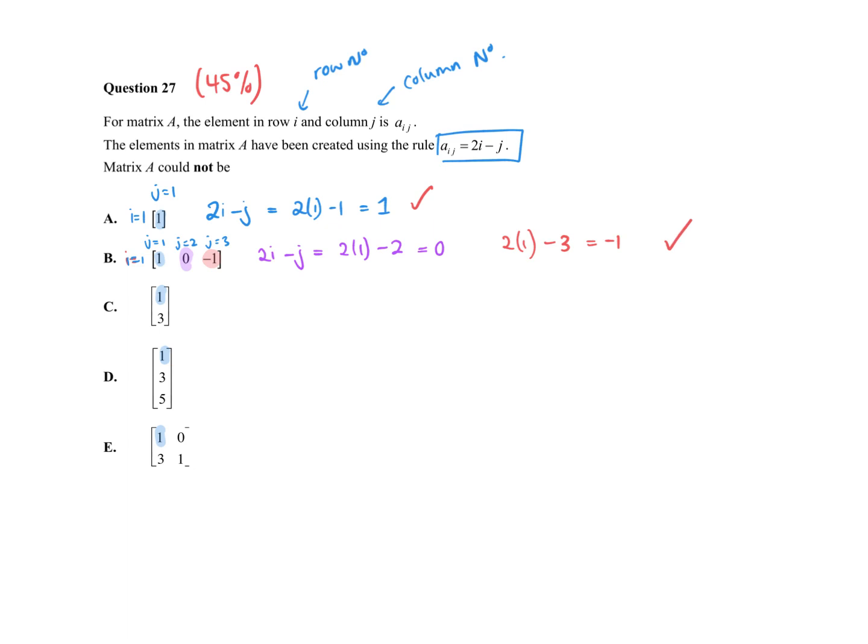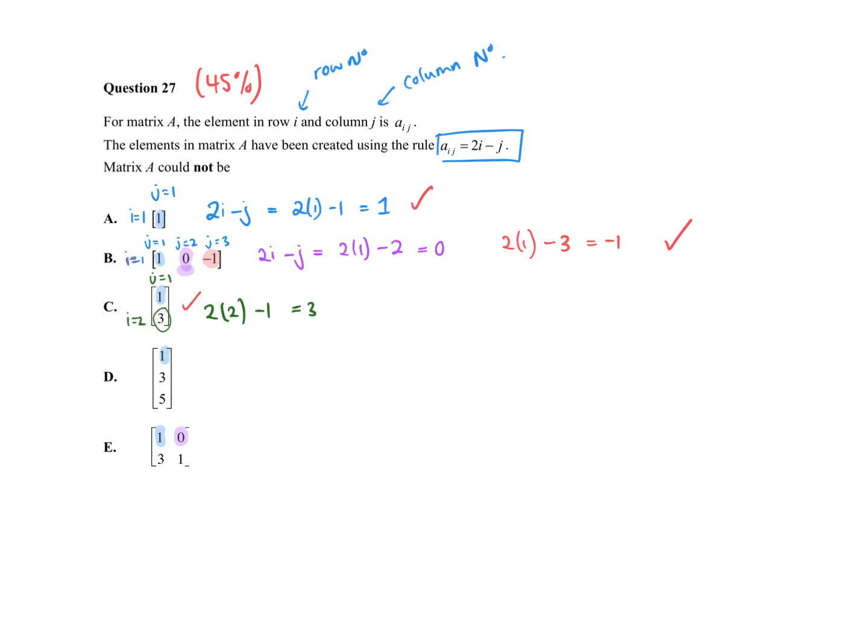So now I also know that if I'm in row 1, column 2, that should be a 0. So I already have tested that one, so I know that's right. I don't need to test that again. So when I get down to this one, this is i equals 2 and j equals 1. So I'm just going to test that 3, and it'd be 2 times 2 minus 1. Does that equal 3? It does, so that one's good.